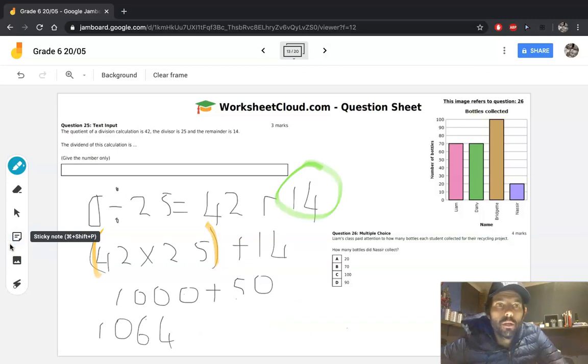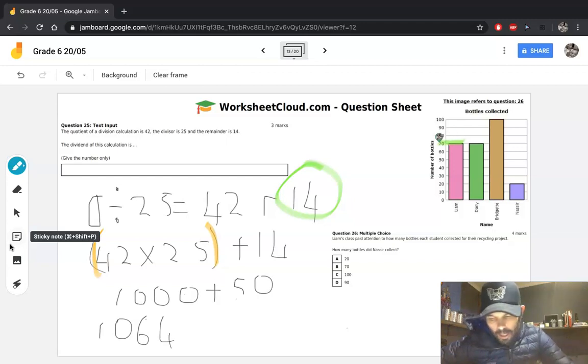Question 26 is a data handling question. And all you need to do here is read off the graph. So it states Liam's class paid attention to how many bottles each student collected for their recycling project. How many bottles did Nasir collect? So you can see that Liam collected 70. Okay, there it is there.